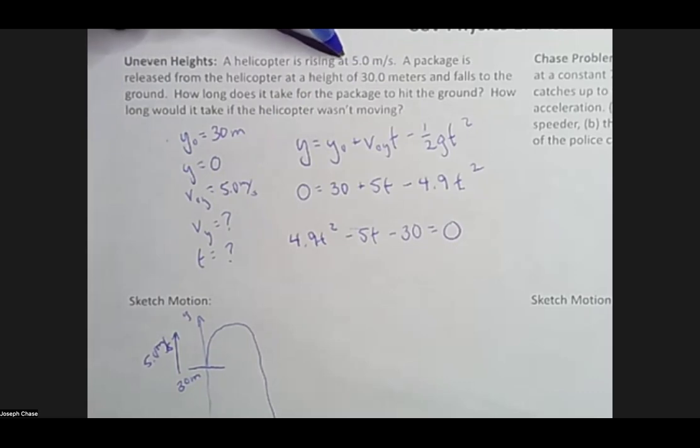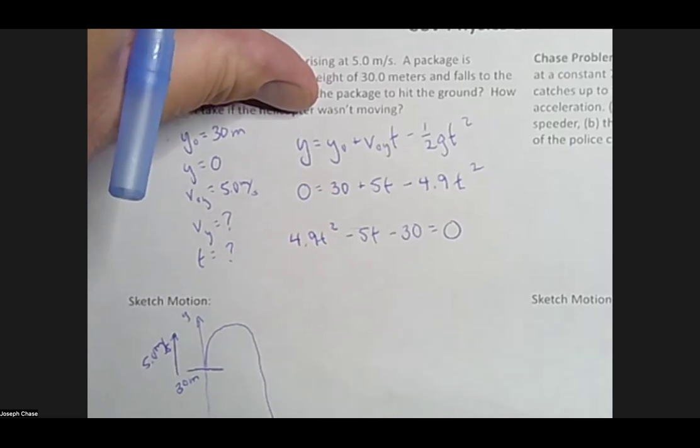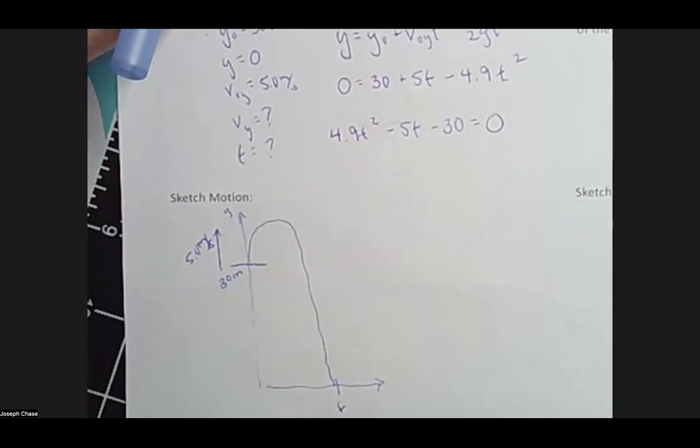So a helicopter is rising at 5 meters per second. A package is let go at 30 meters, so the package will have the same velocity as the helicopter. But then gravity is going to start working on it, and we'll start taking away its positive velocity and then turning it around and bringing it back towards the ground. So a quick sketch of distance and time would look something like this.